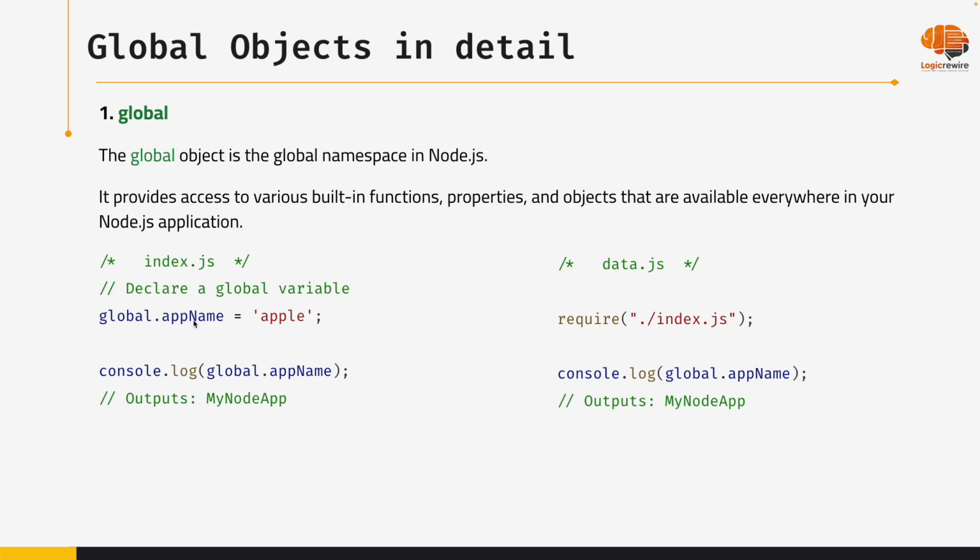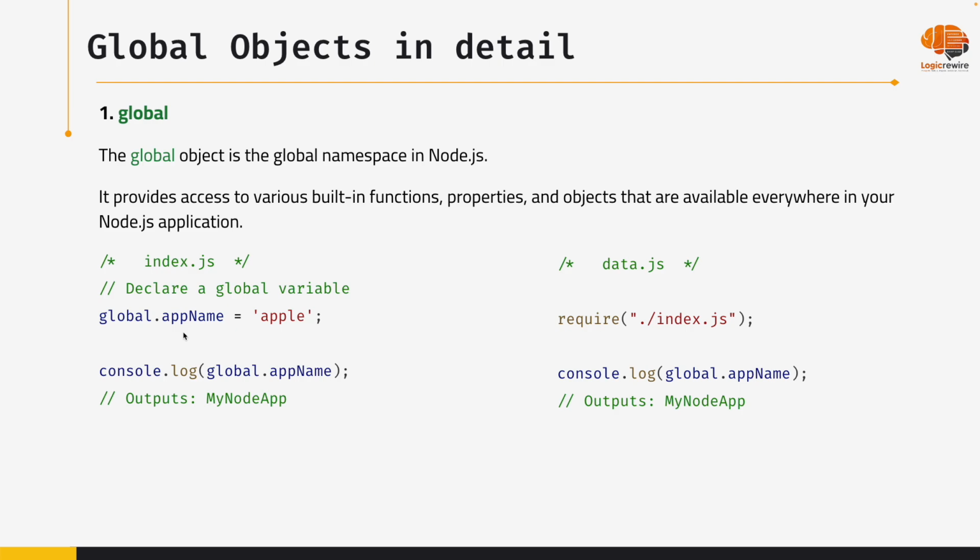Using global.appName, if you are writing require('./index.js') here, it's referencing index.js from this data.js, right? So data.js can access appName from index.js. It's similar to what we studied in import and export. In export, we used to export some properties and methods in one file, and in the other file we would first require or import that file and then use it. Similarly, you can use this global keyword for importing and exporting.